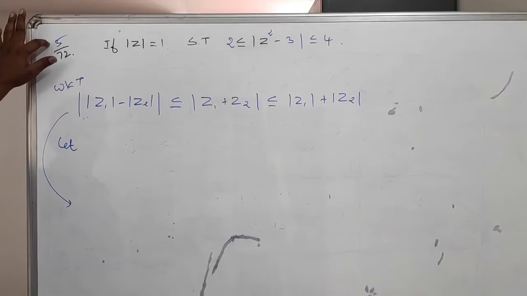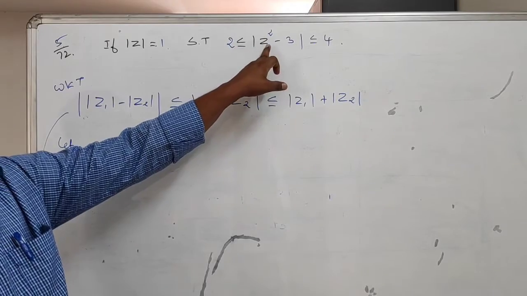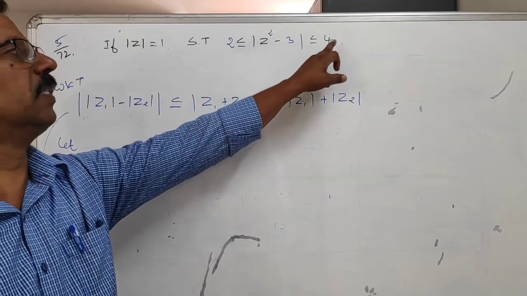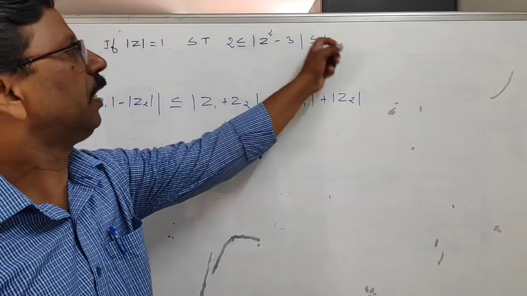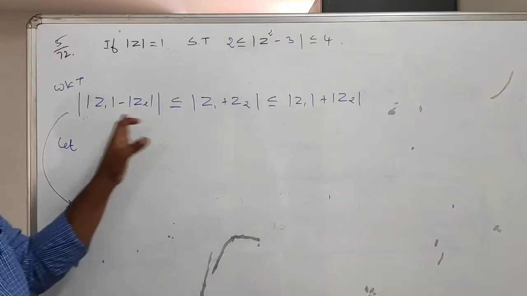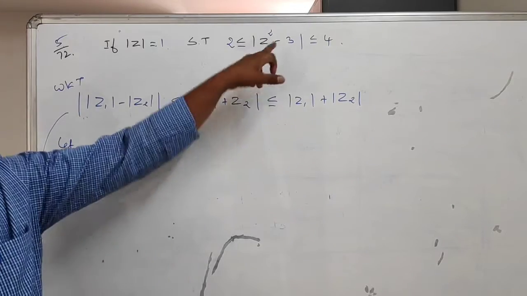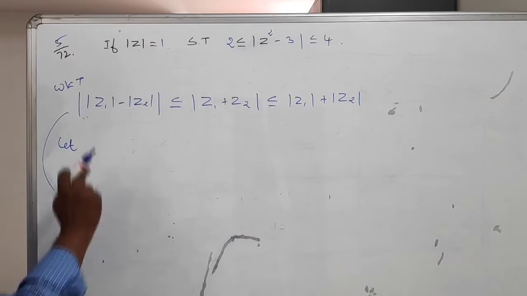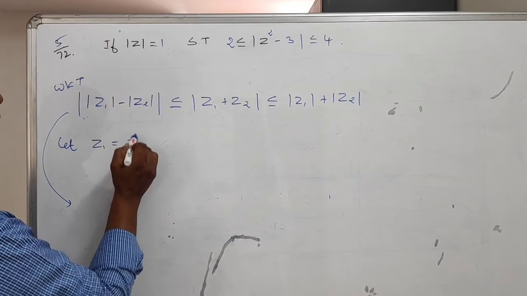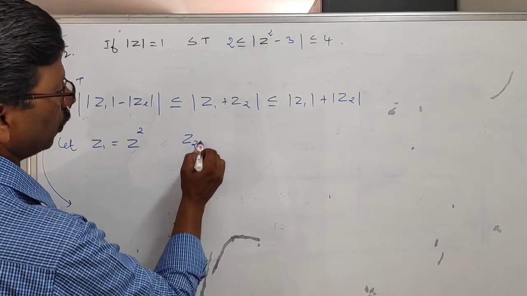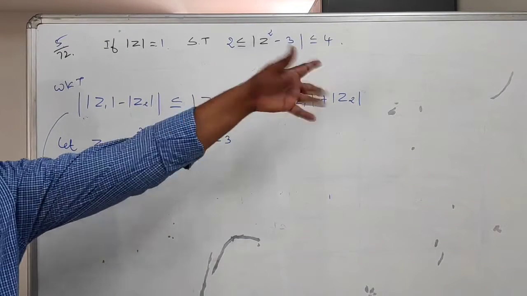Let us see number 5. If modulus z is equal to 1, then show that 2 is less than or equal to modulus of z square minus 3, which is less than or equal to 4. Here also, this modulus value lies between two limits, so it is better to go for this result. Either z1 plus z2 or z1 minus z2 can be considered. Now let us assume z1 as the first complex number. Let z1 be equal to z square and z2 be equal to minus 3, or minus 3 plus 0 if you need.